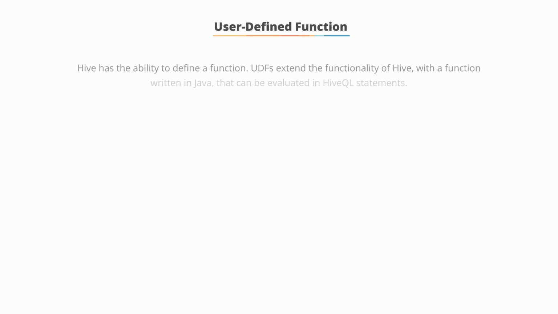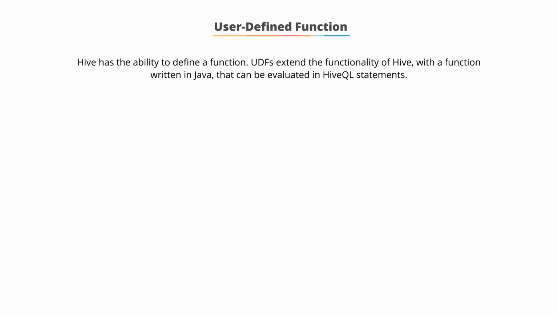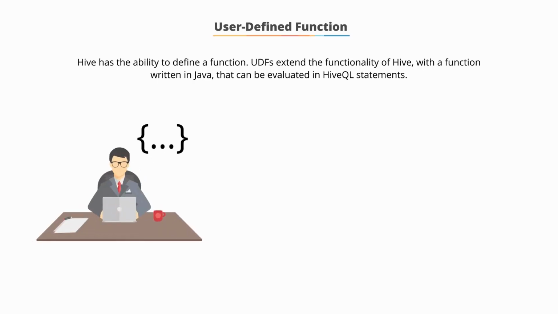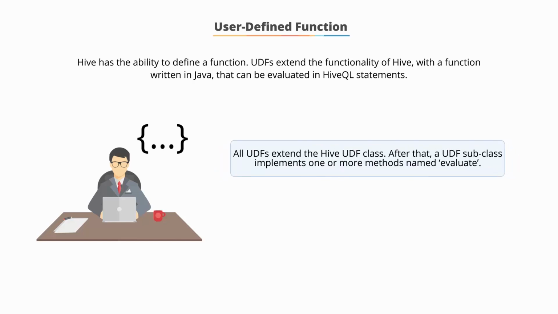UDF is a user-defined function. Hive has the ability to define a function. User-defined functions, or UDFs, provide a way of extending the functionality of Hive with a function which is written in Java that can be evaluated in HiveQL statements. All user-defined functions extend the Hive UDF class.